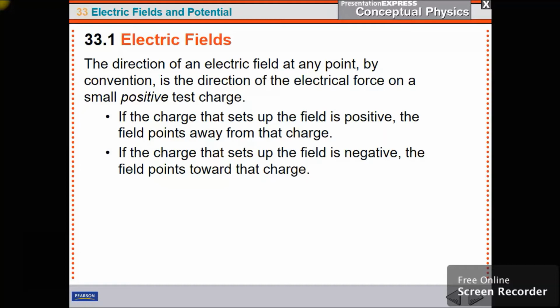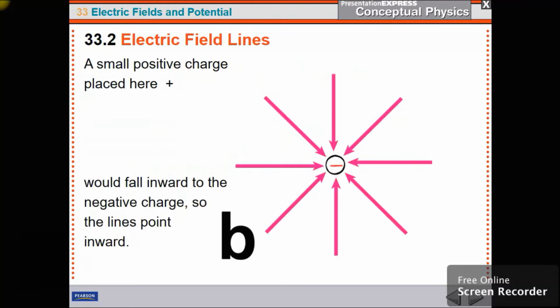The direction of an electric field at any point, by convention, what we all decide, is the direction of the electrical force on a small positive test charge. So if the charge that sets up the field is positive, then the field points away from the charge. If the charge that sets up the field is negative, the field points towards that charge. And we definitely need examples for this.